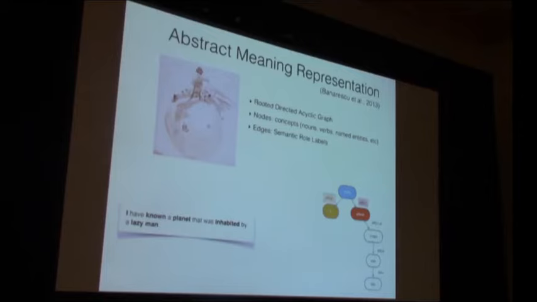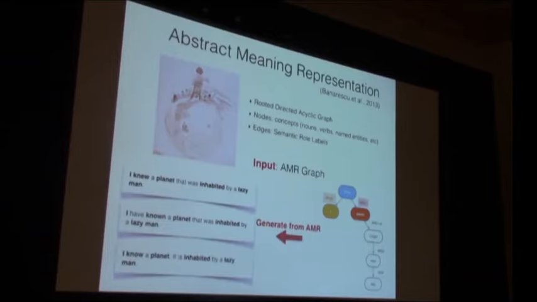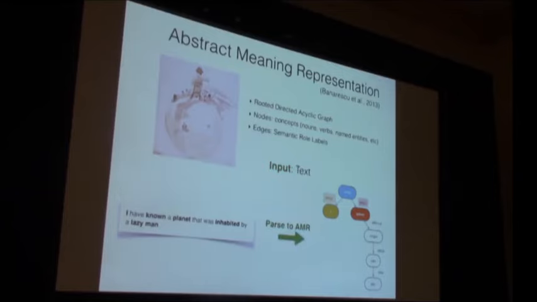So we will address two tasks, namely getting an AMR graph as an input and outputting the sentence that best describes that. And we'll also focus on the reverse task, so we will start with the input text and then parse it to the resulting AMR graph.